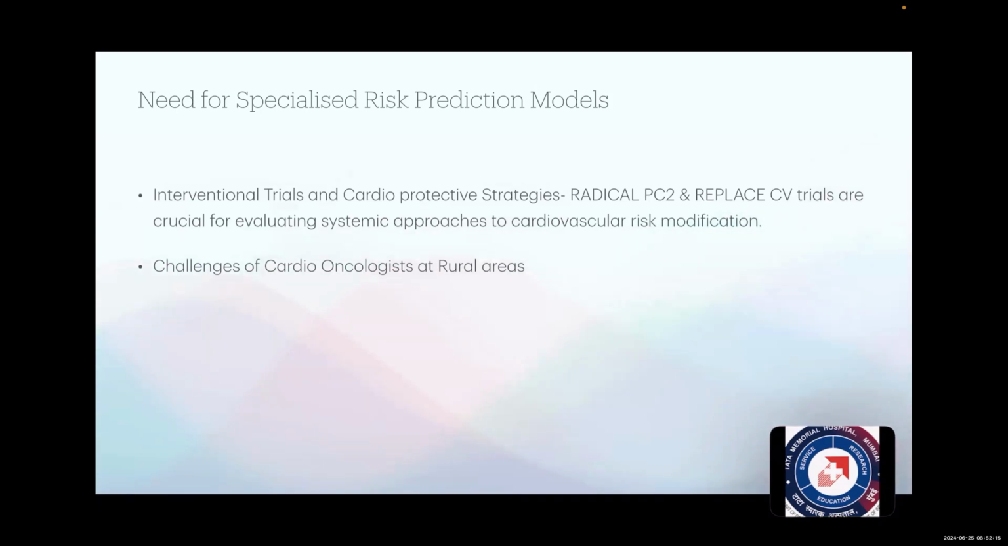Practical challenges and access to care. In many real-world settings, especially in rural areas, access to specialized cardio-oncology care is limited. Primary care providers and oncologists must be equipped with the knowledge and tools to manage the cardiovascular risk effectively in these patients, emphasizing the importance of comprehensive risk assessment and timely intervention.